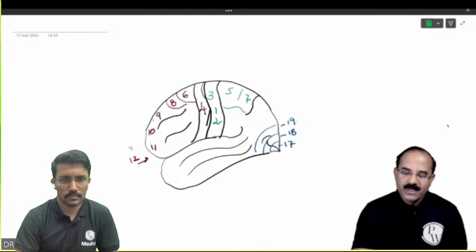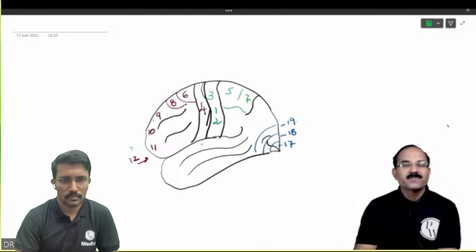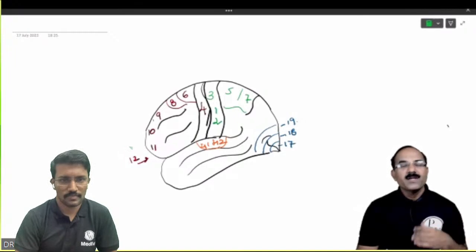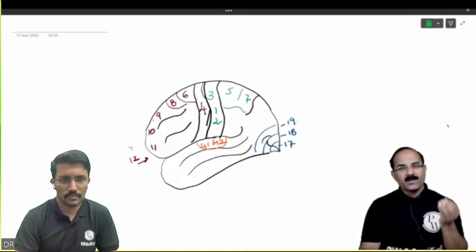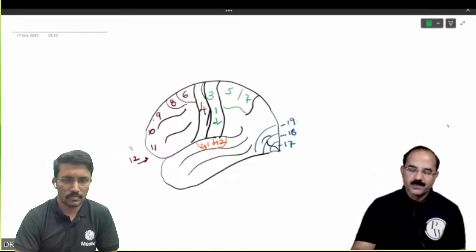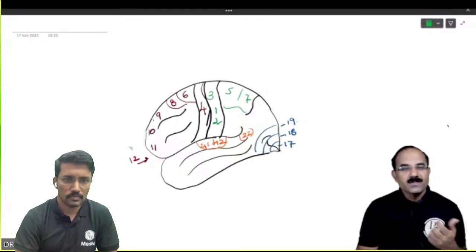Now coming to this area, this is the temporal lobe. What areas are these? The auditory areas. So this is 41, 42. What is that? These are the primary auditory area. What we are hearing comes to this 41, 42. 22 is an association area. This is an auditory association area.